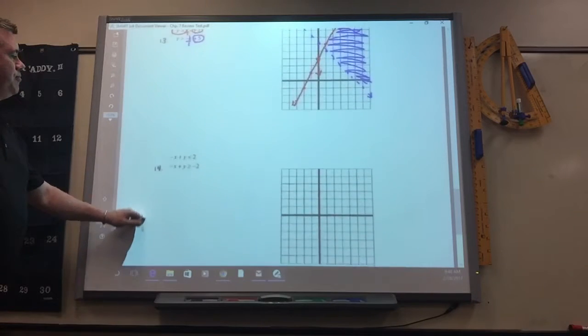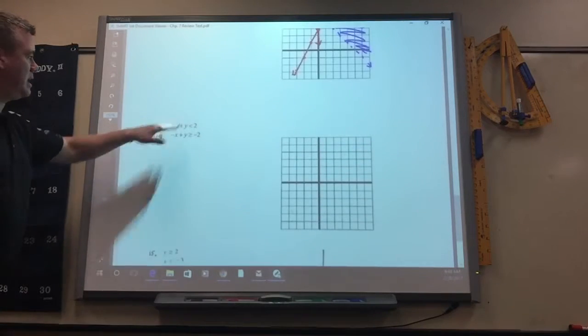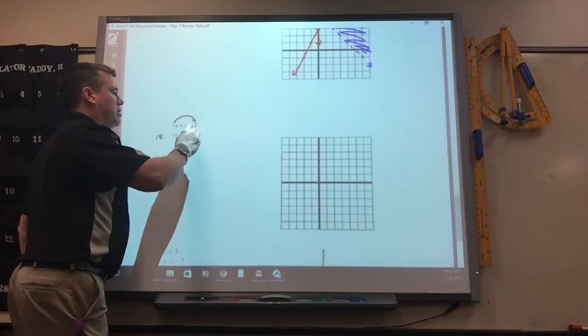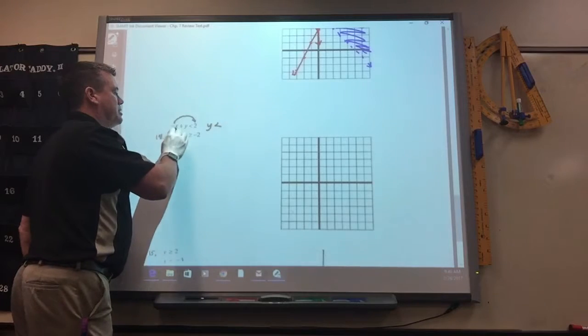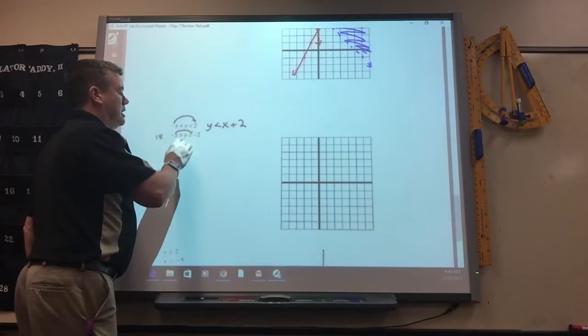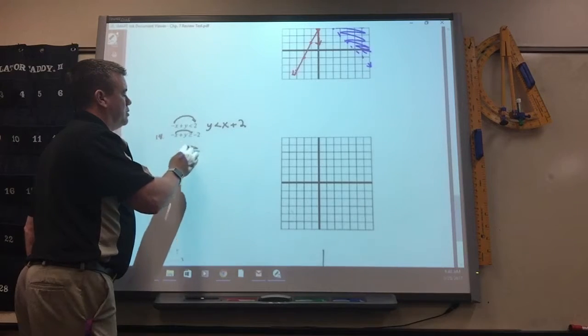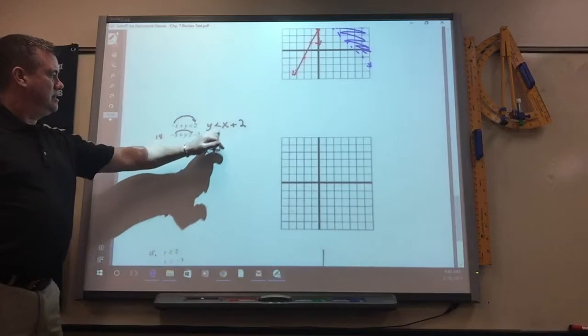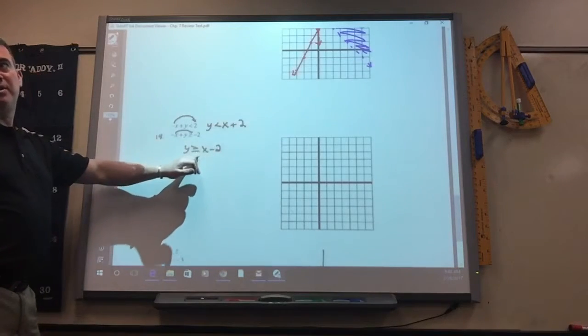Okay, these two are not in slope-intercept form. So you got to move the x over. It would be y is less than, it would change to positive x plus 2. This would change to y is greater than or equal to positive x minus 2. So the slopes are the same, so they're going to be parallel.